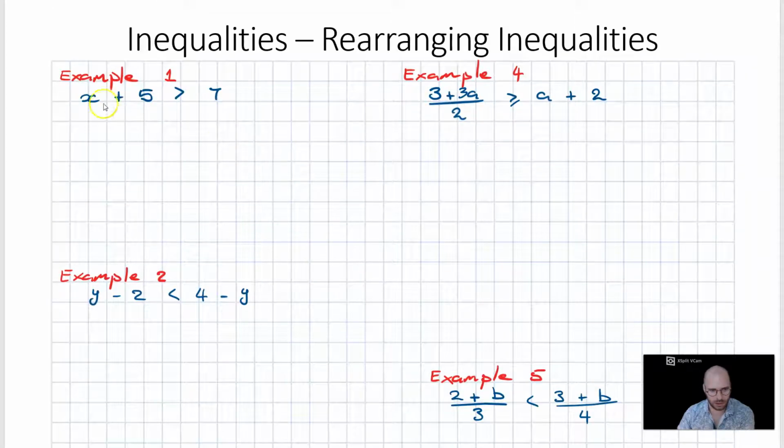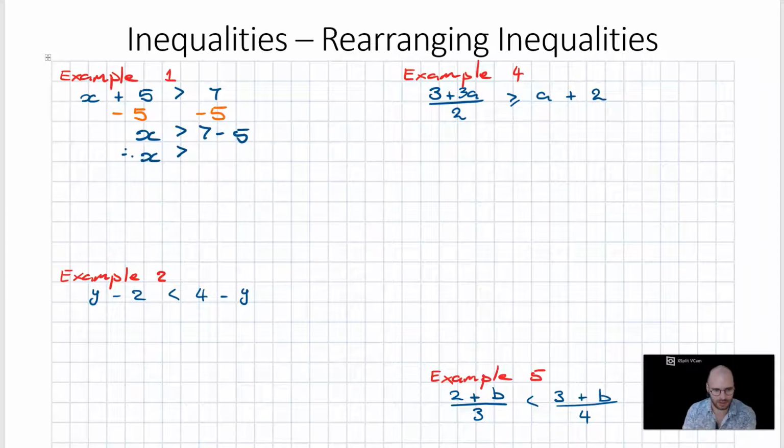So looking at example 1 here, we have x plus 5 is greater than 7. The way in which we typically rearrange inequalities is basically the same as if we're working with an equation. So what we can do is move the constants to the right and the variables to the left. Following that process, we first move the constant of 5 over to the right by taking 5 from both sides. I'm going to put in my inequality operator. x is greater than 7 take 5, and we find that x is therefore greater than 2.